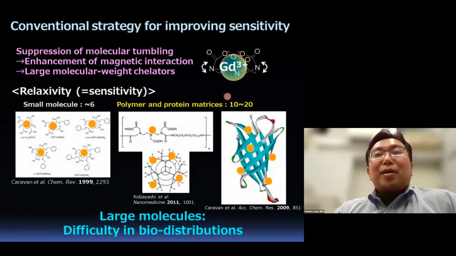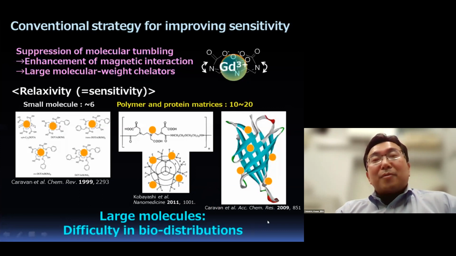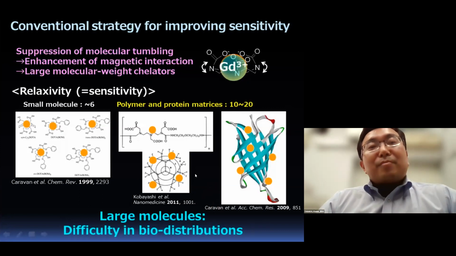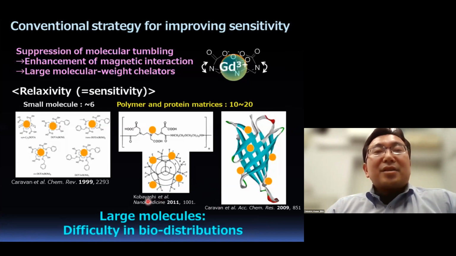And in our laboratory, we previously developed polymeric type materials, and there are other examples reported by other research groups. But in our lab previously, we obtained a similar effect with higher sensitivity. But in practical usage, such large molecules are not favorable.